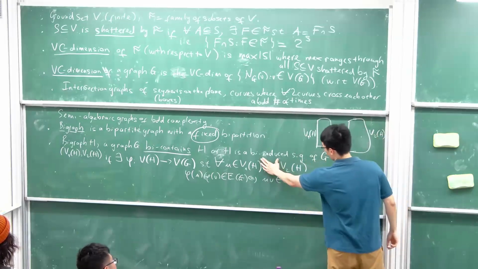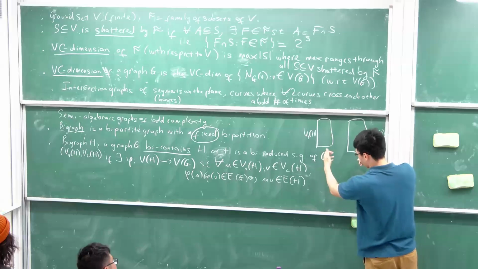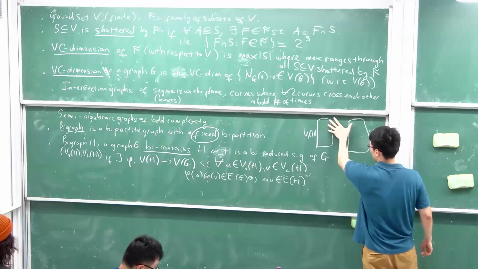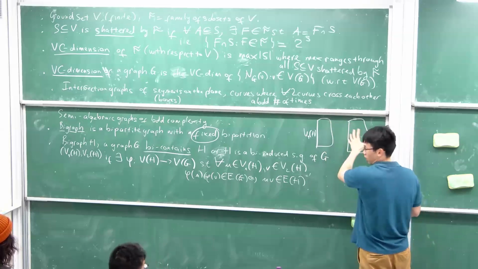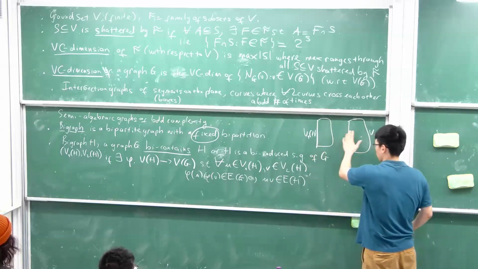What "by-induced" means here is you can actually embed this picture into the host graph G such that you keep the adjacencies of the pairs between the two sides, and you don't care what's happening inside V1H or V2H.